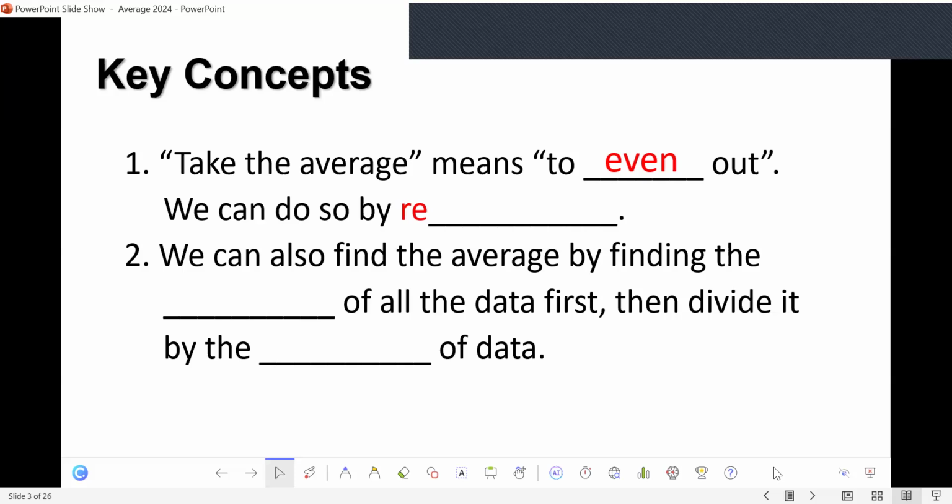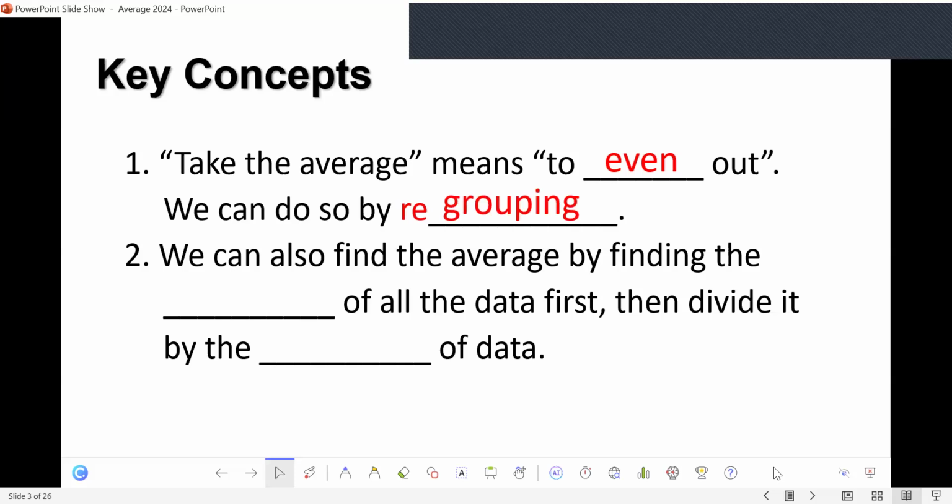We can do so by regroup, rearrange. Regroup, rearrange. I heard regroup, rearrange, and what else? Another word. What another word? Regroup, rearrange. Recounting or redistribute, okay? So regrouping, very good.